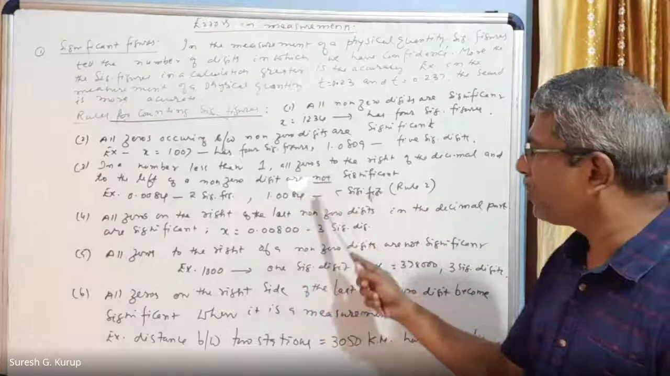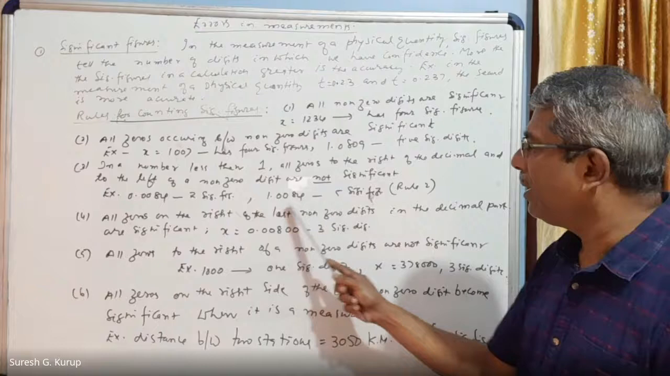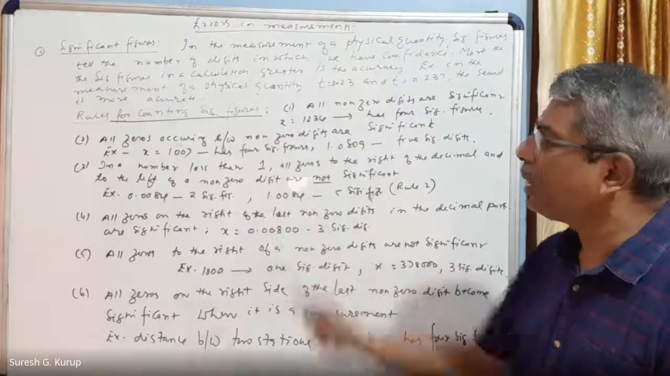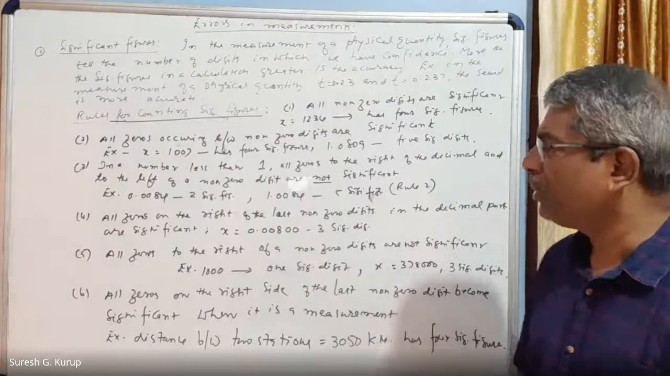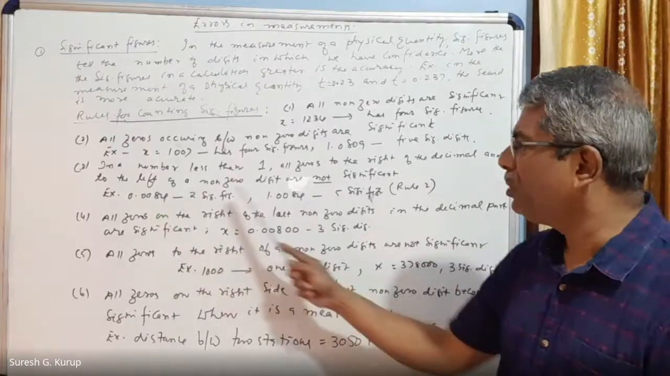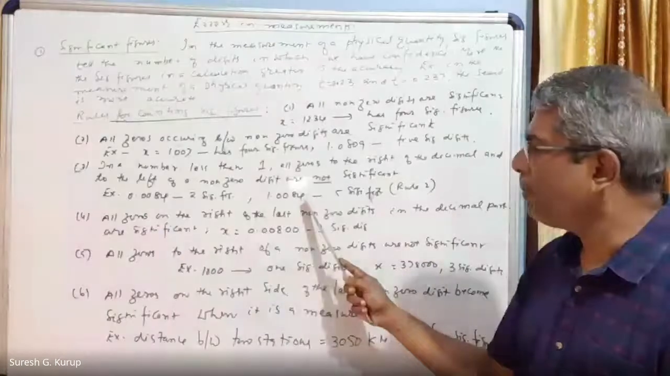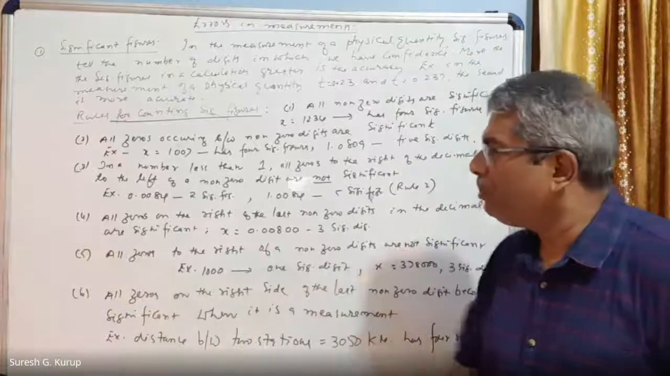So in this number, we have 1, 2, 3, 4, 5 significant figures. This is derived from, coming from, rule number 2. So this is also important, right? So next, rule number 4.